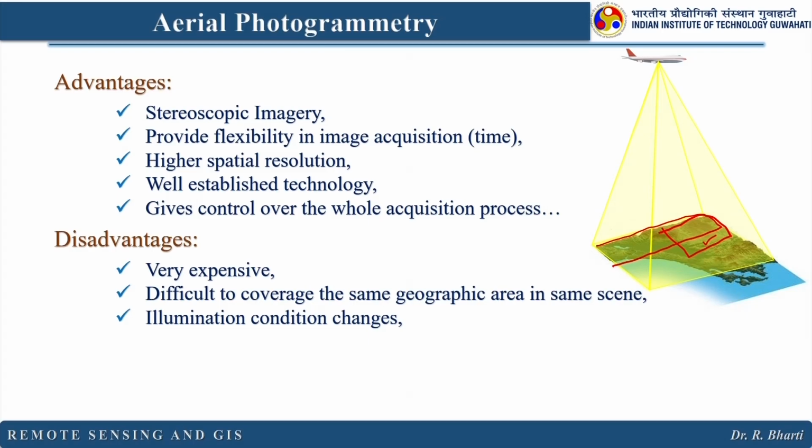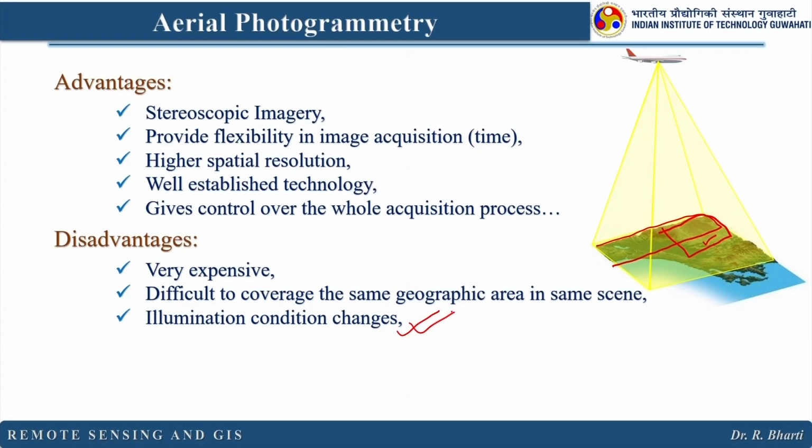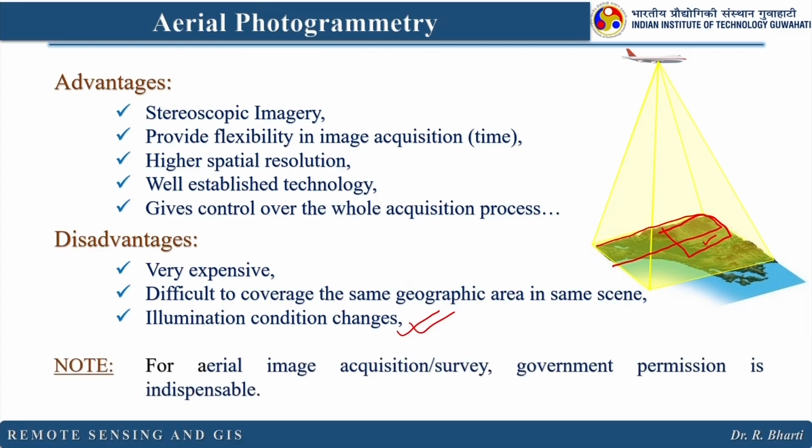And illumination condition changes with time because the sun is moving. If you are engaged in passive remote sensing, illumination condition always changes with time based on the sun's position. So you have to correct for the illumination errors. Now the next is, it is very important to note that for aerial image acquisition or survey, government permission is essential. You cannot go directly and fly your craft and capture this. So you need to have proper permission for this.